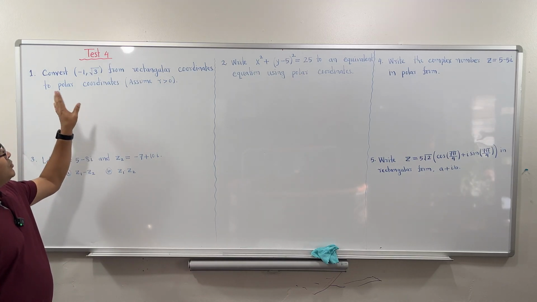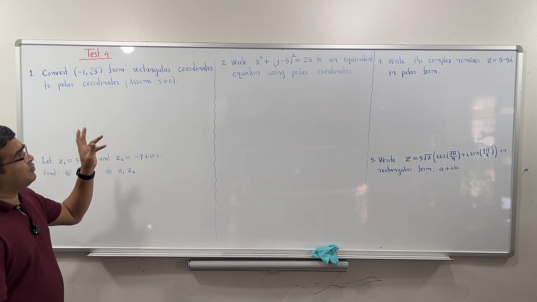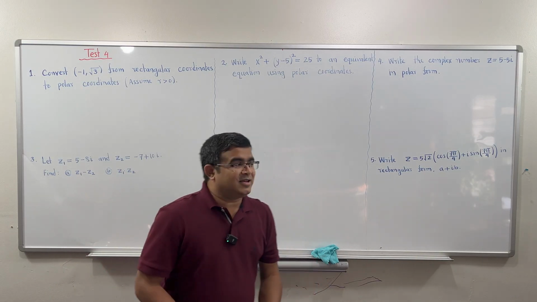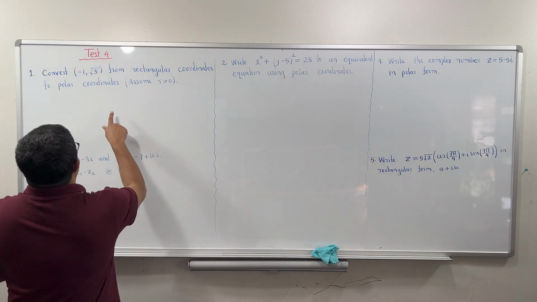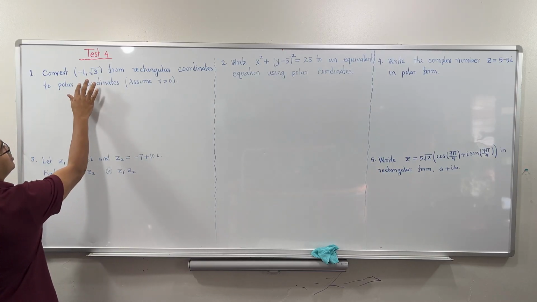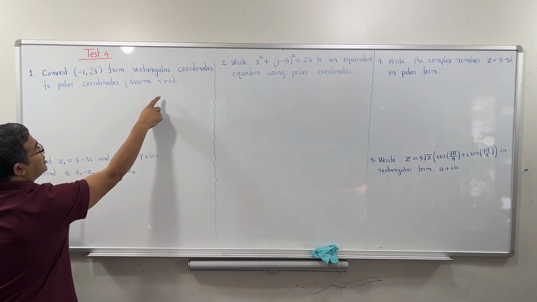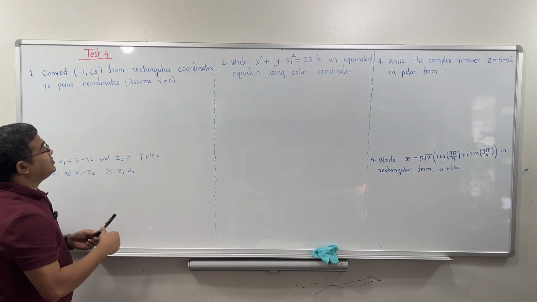So this was the test 4 question. There were total 5 questions and this was one of the easiest tests. So first question was convert this point from rectangular coordinates to polar coordinates where the r is more than 0.